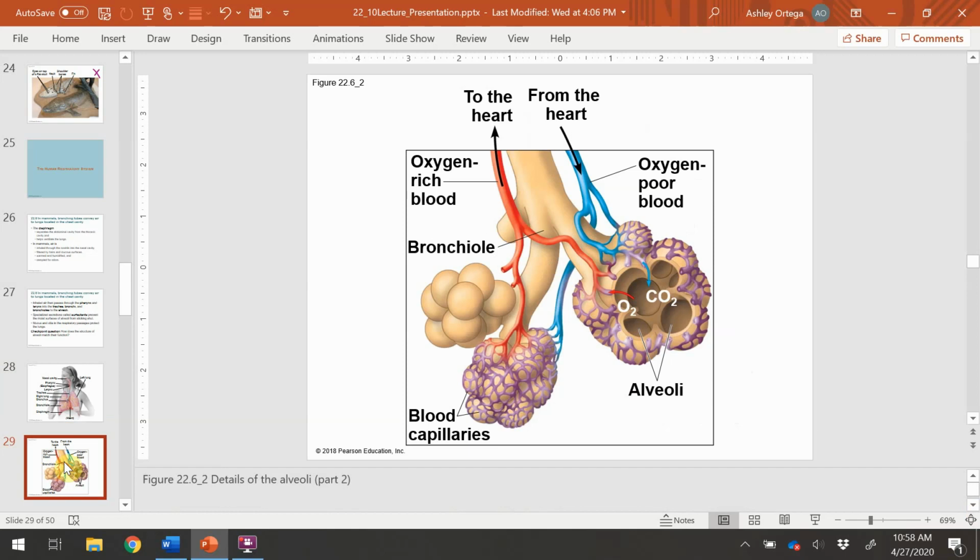And so here shows you the details of the alveoli. So at the very end of those bronchioles, you'll have these air sacs called alveoli. And on these alveoli, they'll have capillaries. These capillaries are very, very tiny, as you can see, spread throughout all the air sacs in order to exchange gases effectively and quickly.